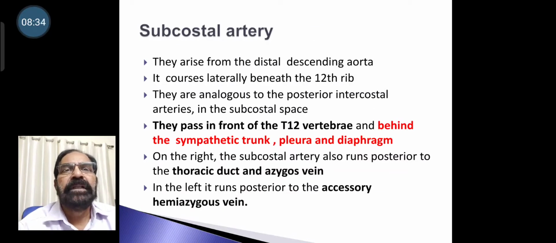Subcostal artery. It arises from the descending aorta. It courses laterally beneath the 12th rib. They are analogous to the posterior intercostal arteries in the subcostal space. They pass in front of the T12 vertebra, behind the sympathetic trunk, pleura and diaphragm. On the right, the subcostal artery runs posterior to the thoracic duct and azygos vein. On the left, it runs posterior to the accessory hemiazygos vein.